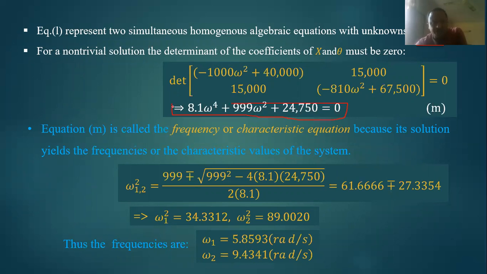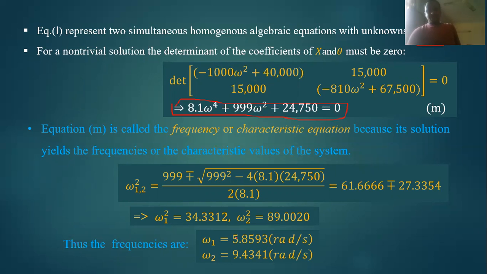Taking this characteristic equation, we find the two natural frequencies, which are omega1 squared and omega2 squared. So omega1 is found to be 5.8593 and omega2 is equal to 9.434. So these are the frequencies.